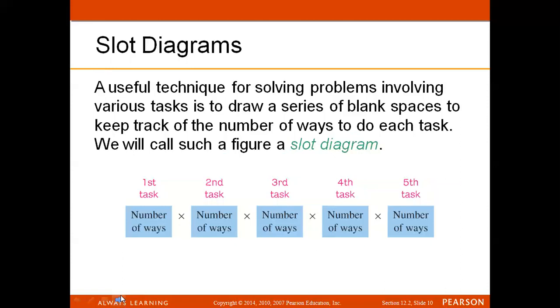And then you have a space times a space times a space times a space times a space, where each space, which is represented by a box or a line, is your first task, your second space, your second task, your third space, your third task, and so on. And on that space location, you write the number of ways to perform that task or to select that item.